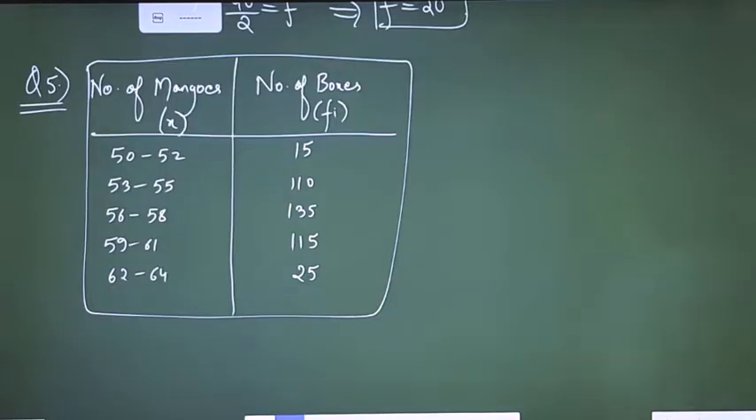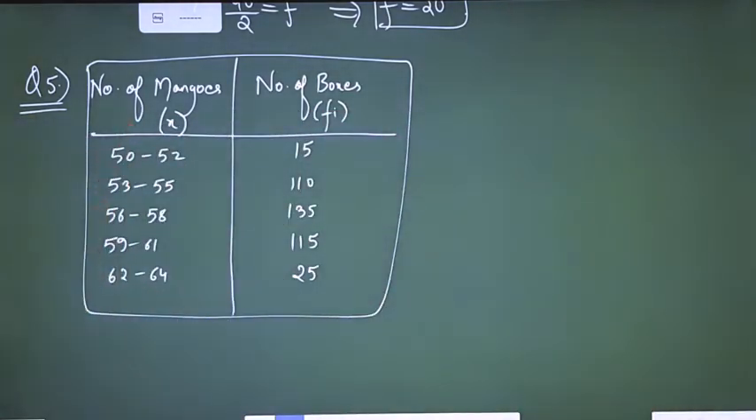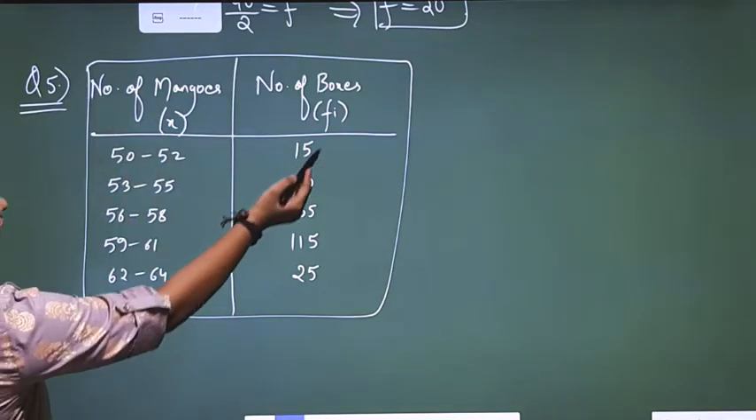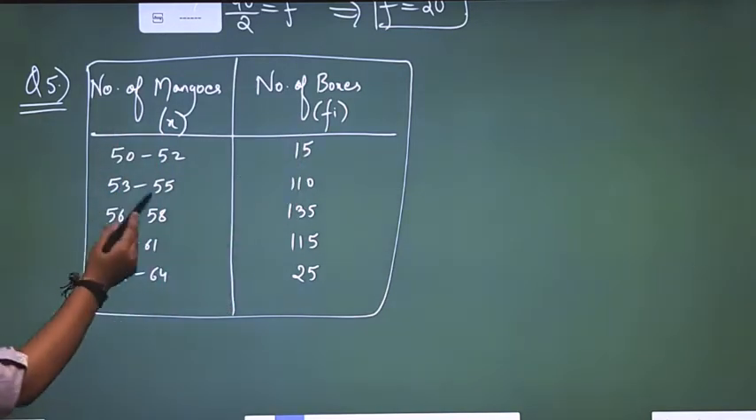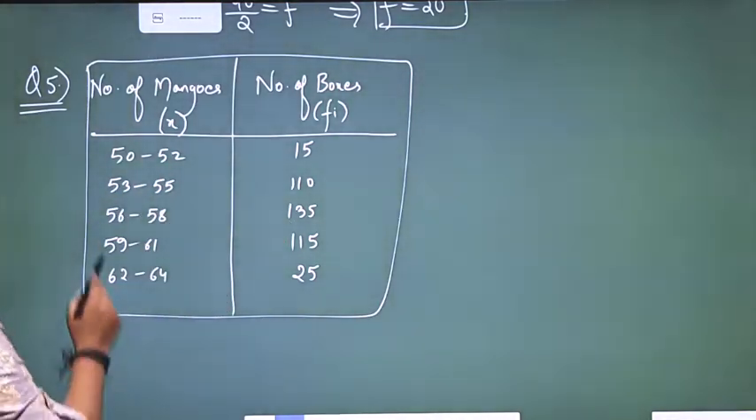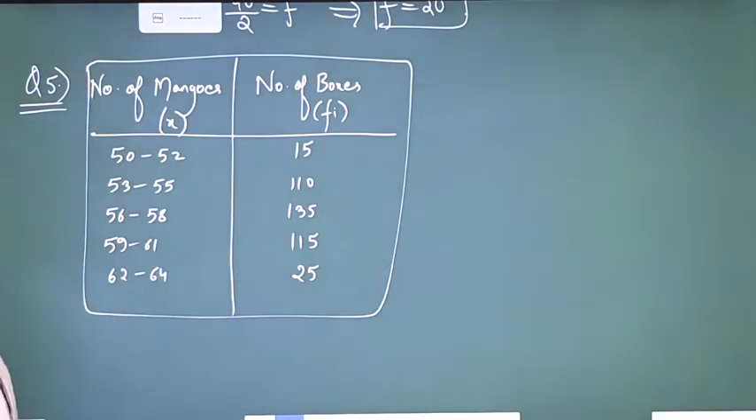Now we'll be doing question number 5. In question number 5, this is the table given to us in the question. Number of mangoes 50 to 52, number of boxes 15; 53 to 55, 110; 56 to 58, 135; 59 to 61, 115; 62 to 64, 25.